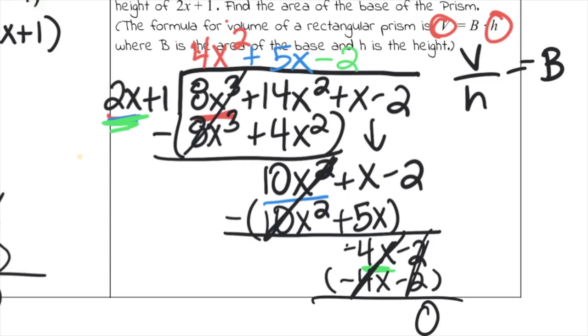So the question is what is the base of this prism? So my base of the prism is the quotient that I just found, because remember we divided the volume by the height. So therefore my base is the quotient that I just found. That is my base. Okay.